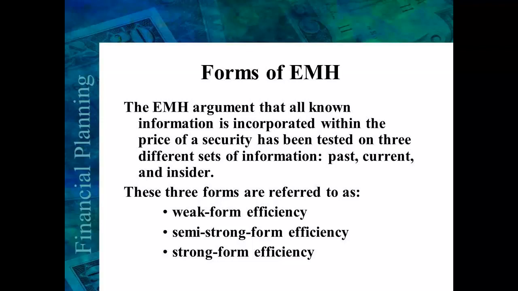The EMH argument that all known information is incorporated within the price of a security has been tested on 3 different information sets: past information, current information, and insider information. These 3 forms are referred to as weak form efficiency, semi-strong form efficiency, and strong form efficiency.